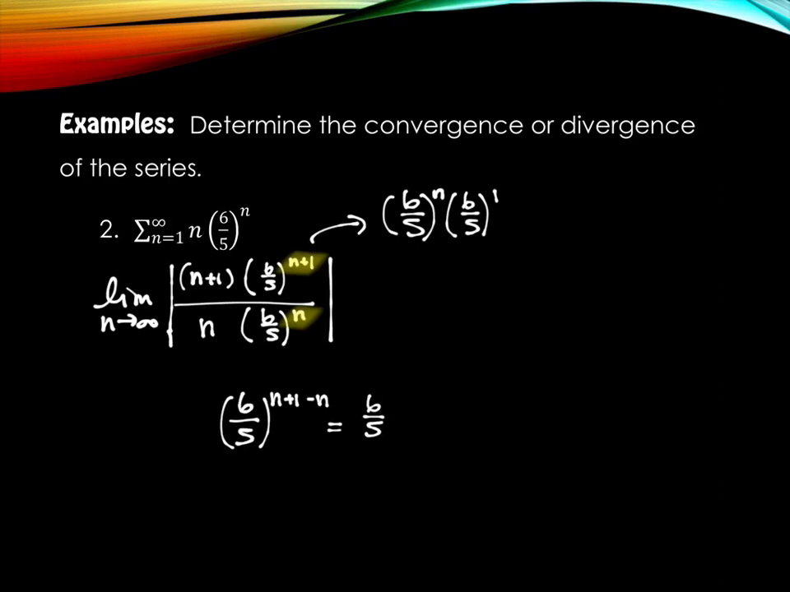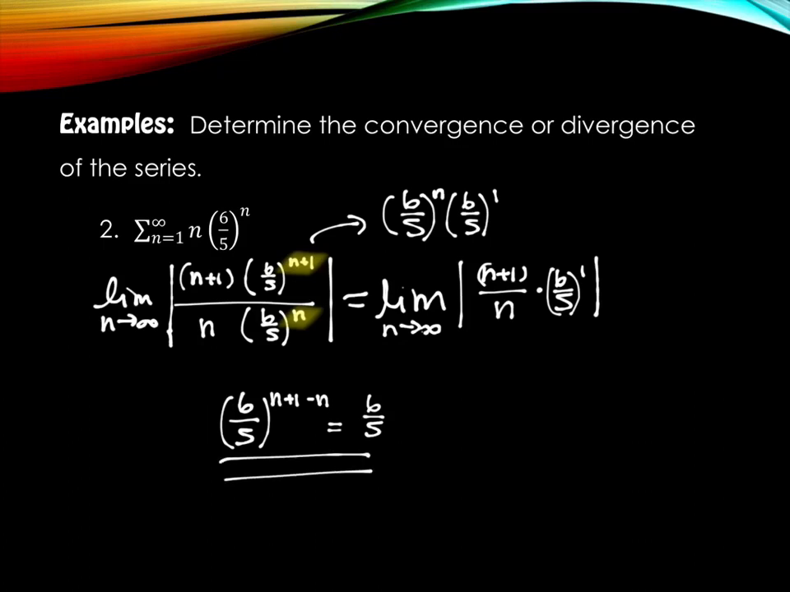I will do it the way that you guys saw it. So the limit as n goes to infinity of n plus 1 over n times 6/5 to the 1. So thinking about it from this perspective of subtracting the exponents is what we did. All right, so now what?